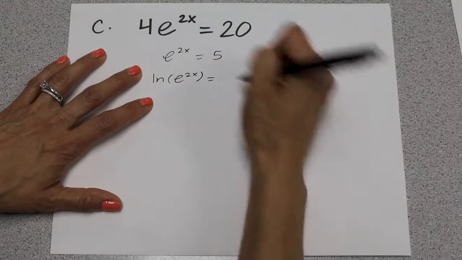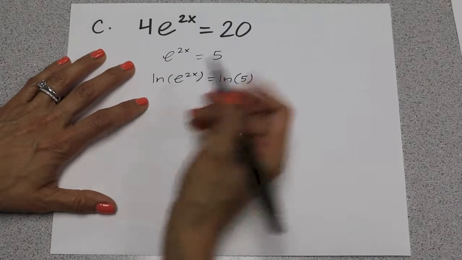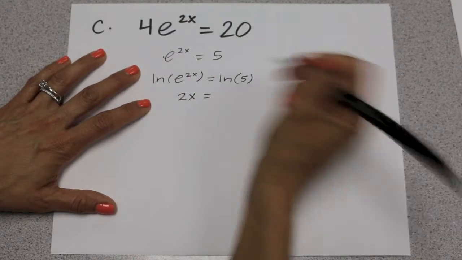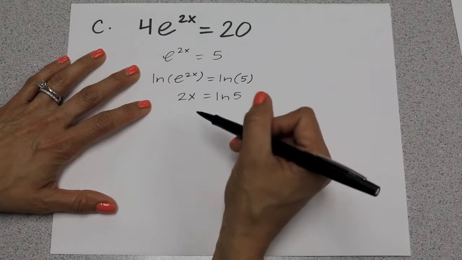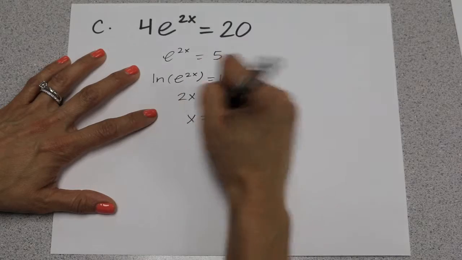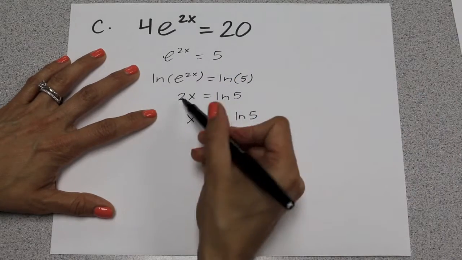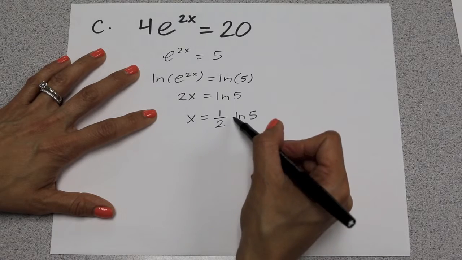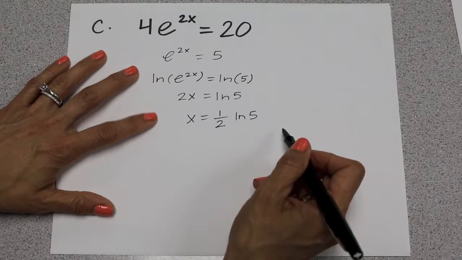So we're going to take the natural log of both sides, and these undo each other. You just have 2x equals ln of 5, and then go ahead and divide out the 2. I'm going to write it as a 1/2 in front. Again, dividing by 2 is the same as multiplying by 1/2, so 1/2 ln of 5, and you can just leave your answer like that.